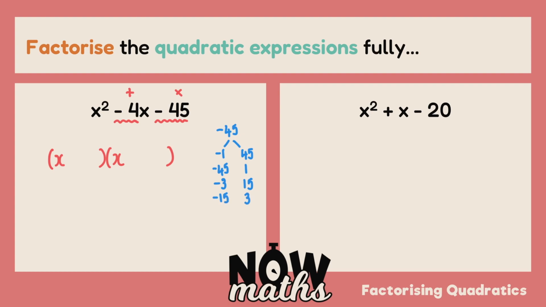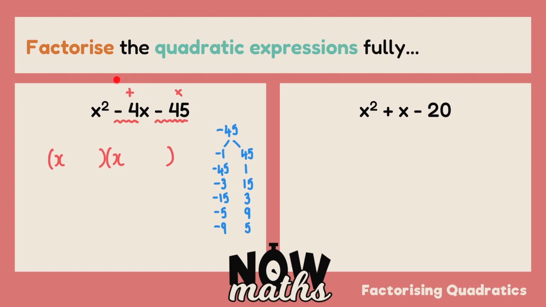4 isn't a factor of 45, but 5 is, so we could have negative 5 and 9, or negative 9 and 5. 6 isn't a factor of 45, 7 isn't, 8 isn't, and we already have 9, so this is all of the pairs.